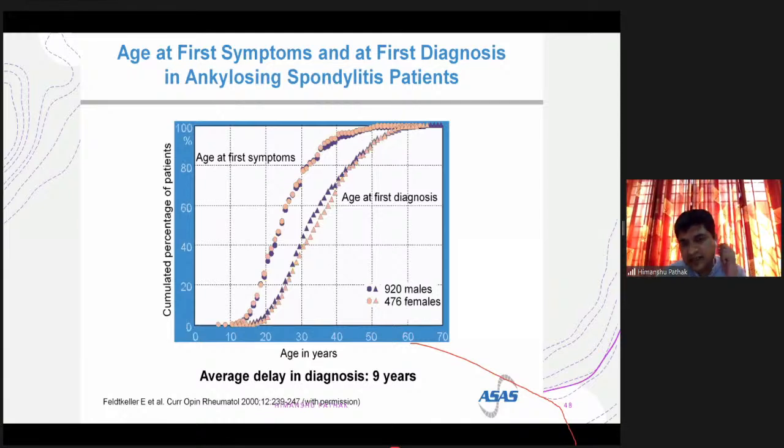And why are we discussing this? Why do we want to know the reason for the back pain? Why is it inflammatory back and why is it mechanical back? Because in a study done in the UK, and we know in India also, ankylosing spondylitis patients are diagnosed about 9 years after the start of their symptoms. So if we diagnose this inflammatory back pain patient early and give treatment, we can stop the damage. That is the whole point of diagnosing the patient early.